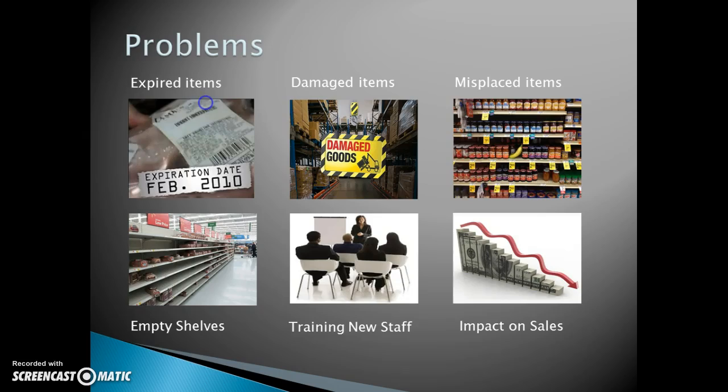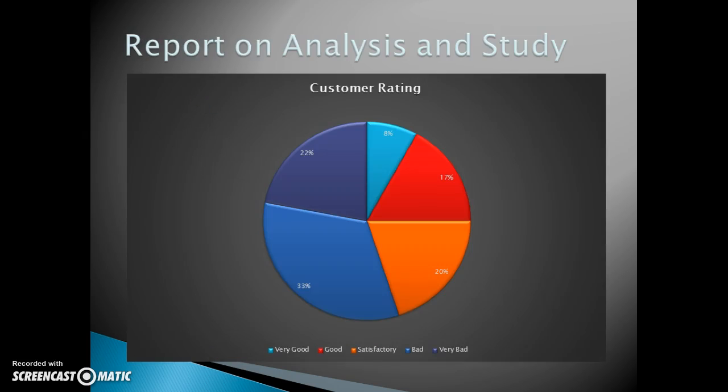So an analysis was conducted which involved a survey from customers, input from store managers, and evaluation of restocking processes at other companies, based on the customer ratings. If you see this particular pie chart, you could very well see that 33% of the customers do not find this restocking process good, and it's very bad by 22%, which accounts for more than 50% of the customers who are not satisfied with the restocking process.